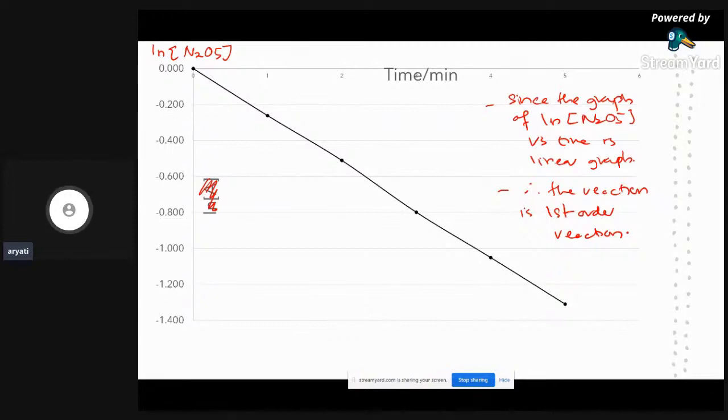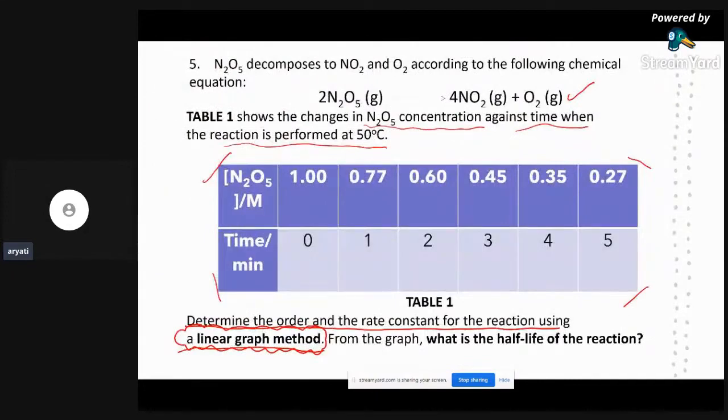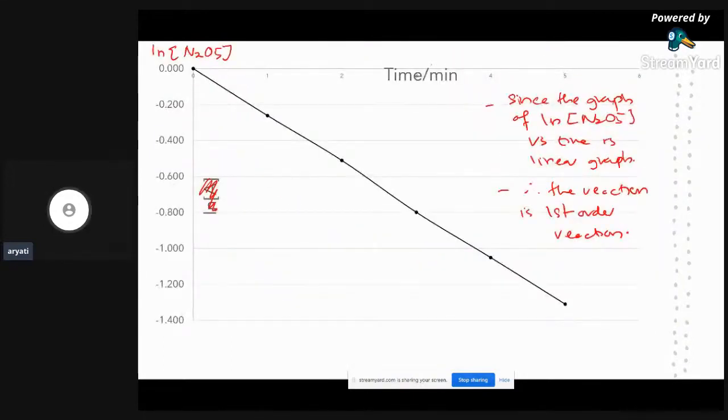Okay, so because the question asks you to plot a graph using linear graph method, so make sure kamu kena buat pada skala yang betul lah. So kamu mesti ada title kat sini. So title dia adalah graph ln concentration of N2O5 versus time. So kamu mesti label x-axis as time in the unit of minute, dan y-axis is ln concentration of N2O5. Okay.